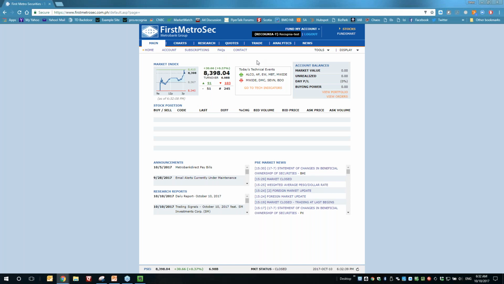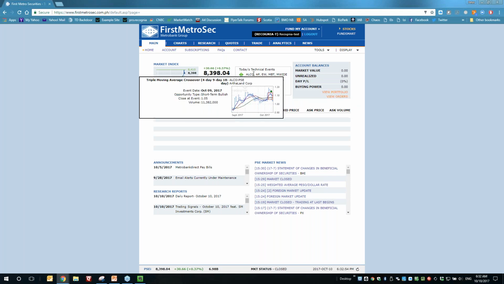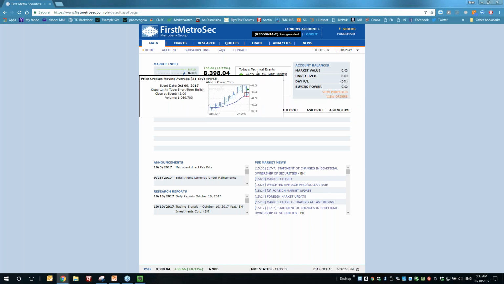For example, for today's bullish events, we give you 5. Here's one called Arthland Corp. It's interesting because it's had a triple moving average crossover. This is actually fairly rare. We've had the 4-day, 9-day, and 18-day moving averages all crossing over. This is a short-term bullish event. We have a stock here called Abowitz Power Corp. Again, a short-term bullish event. Here the price has crossed the 21-day moving average. East West Banking Corp.